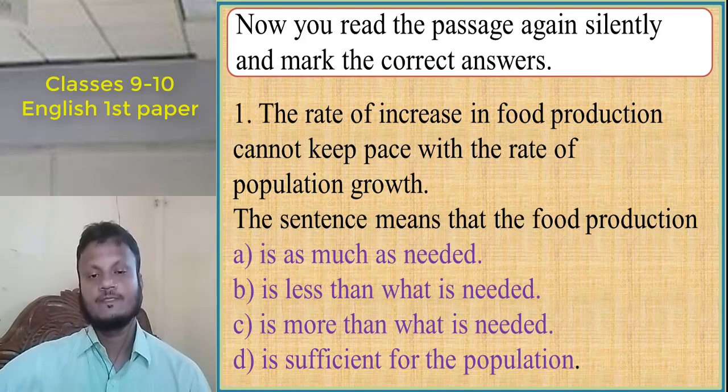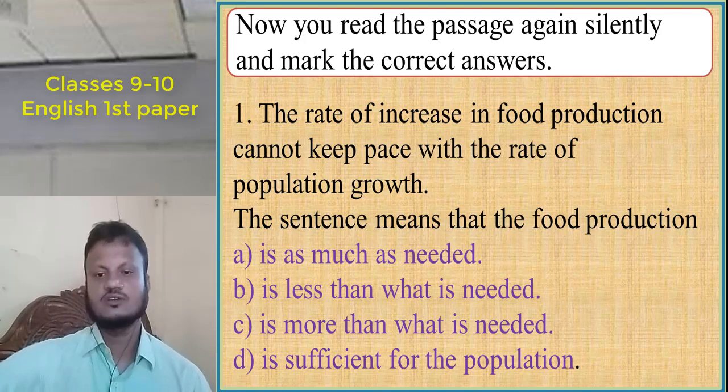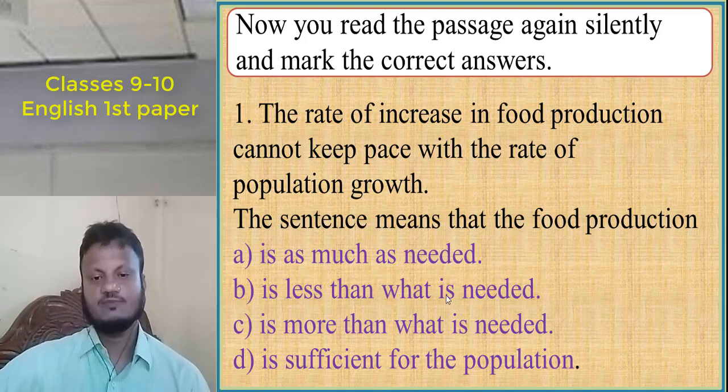Number 1, the rate of increase in food production cannot keep pace with the rate of population growth. The sentence means the food production is as much as needed, is less than what is needed, is more than what is needed, is sufficient for the population. What will be? Okay, I am stating the answer. You look here. This will be: is less than what is needed.